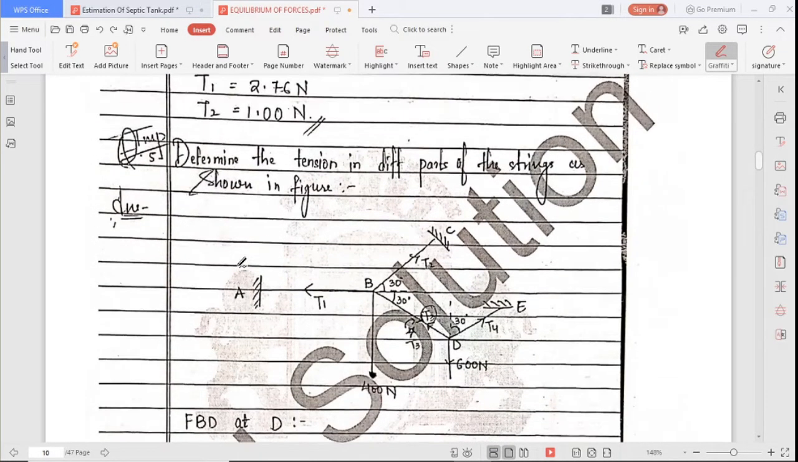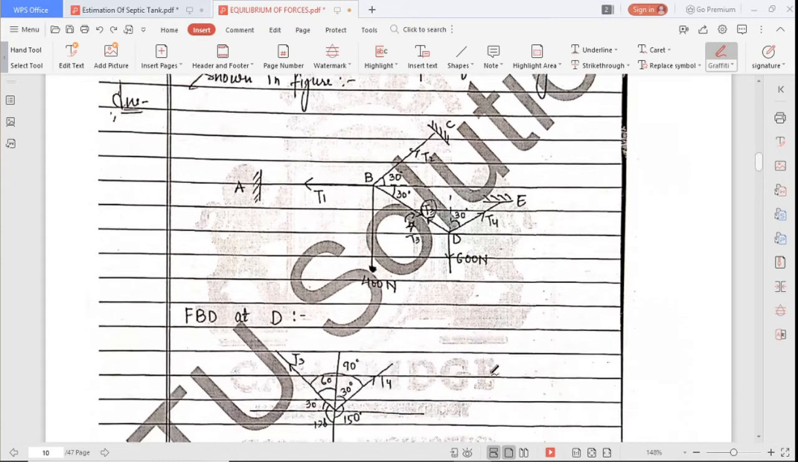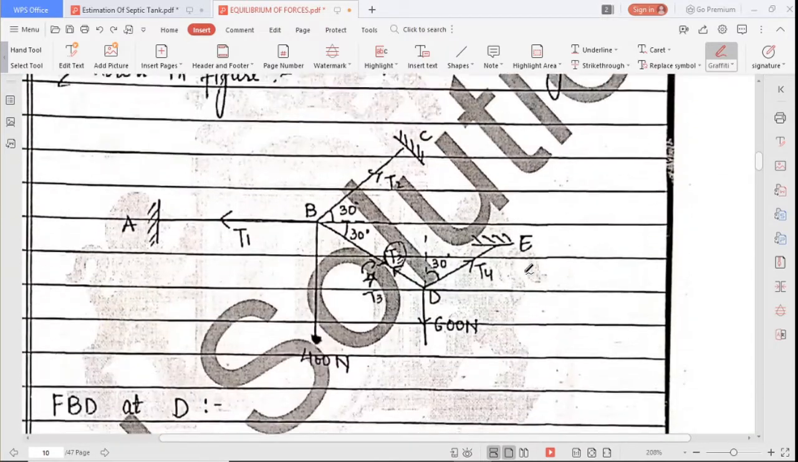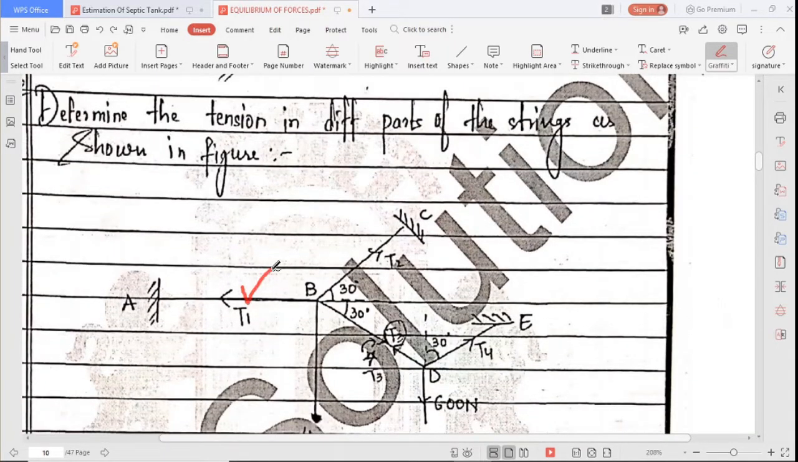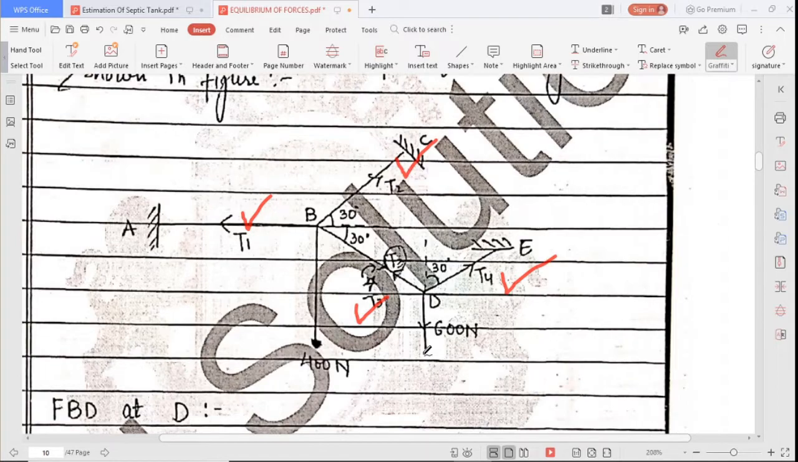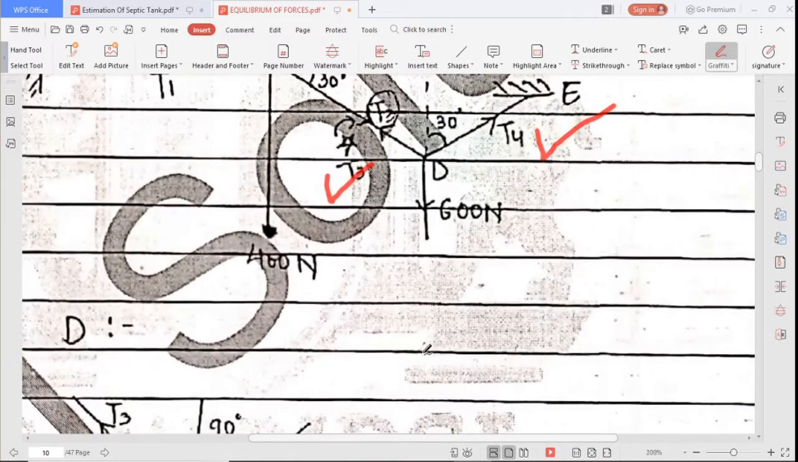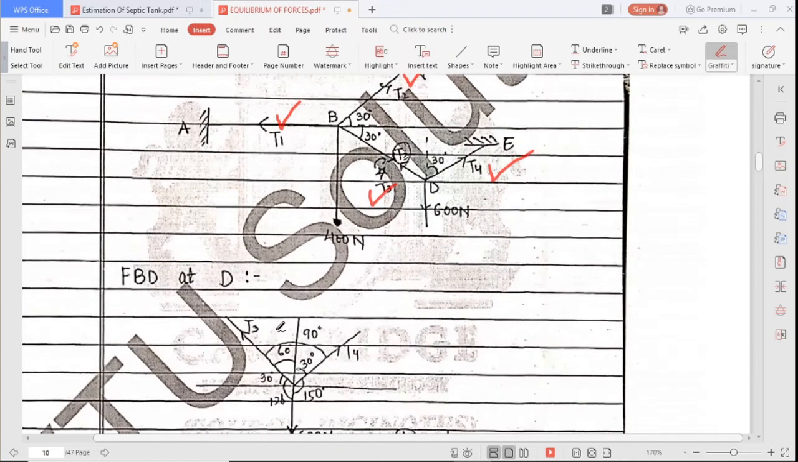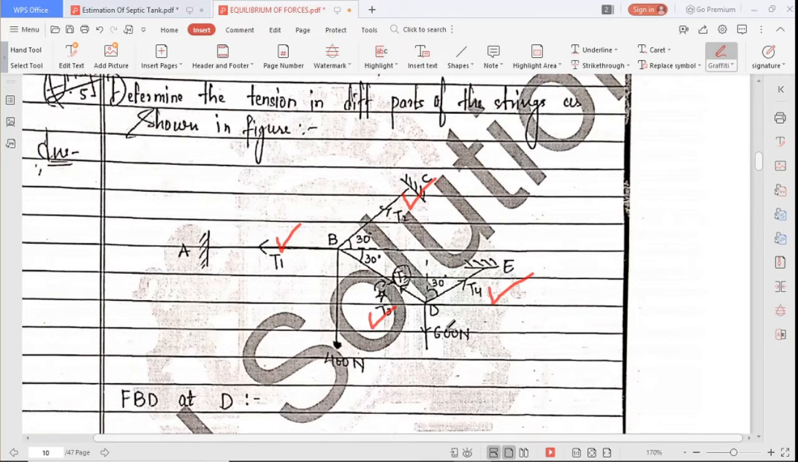Now the fifth problem: determine the tension in different parts of the string as shown in the figure. They have given a figure, and you have to determine the tension in different parts. So we have to find T1, T2, T3 and T4. As it has many positions, D, B, we can take the help of free body diagrams.